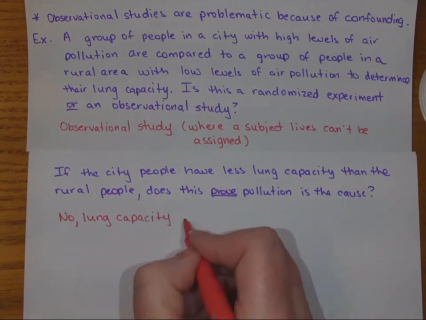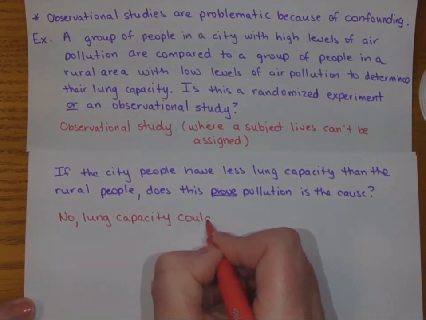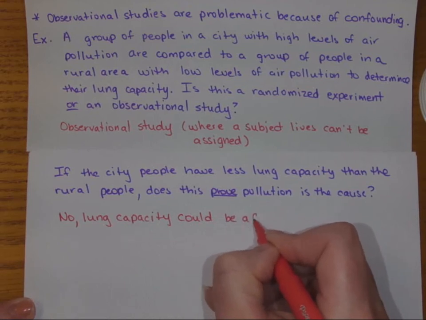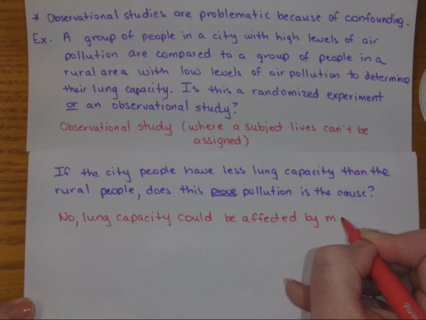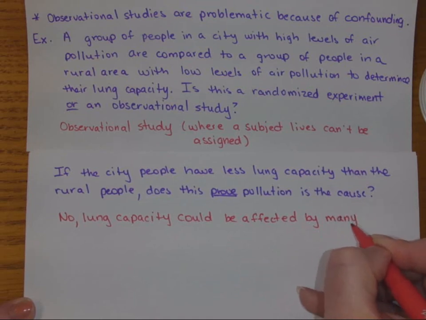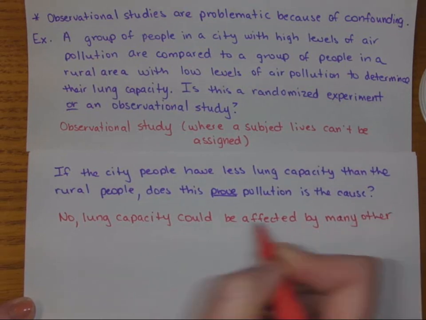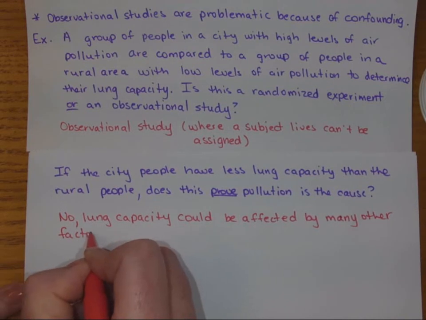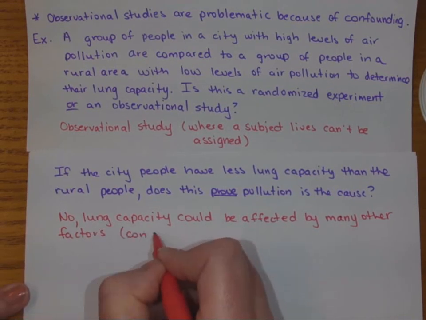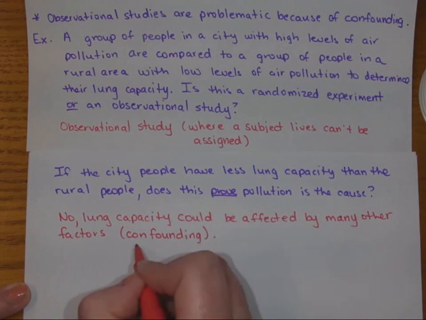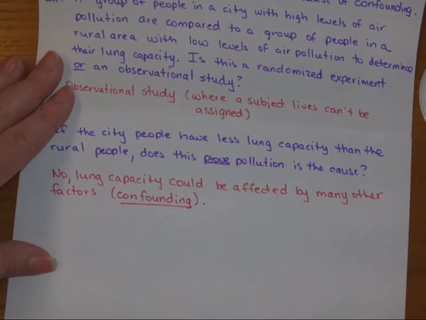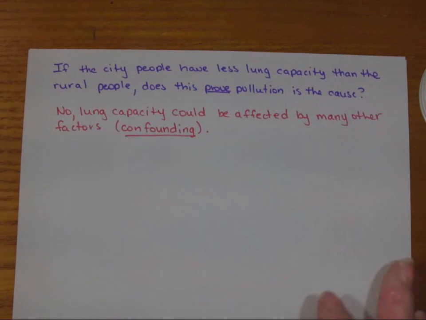So the lung capacity could be affected by many other factors, right? I mean, we don't even know what could be going on there, right? And those many other factors, or the situation that we can't really know for sure, is called confounding. Okay, in other words, there might be something that you're not thinking about that is actually the cause of the less lung capacity for the city dwellers. Okay.